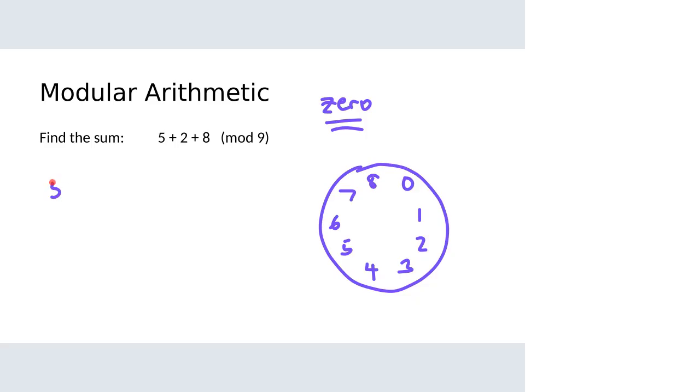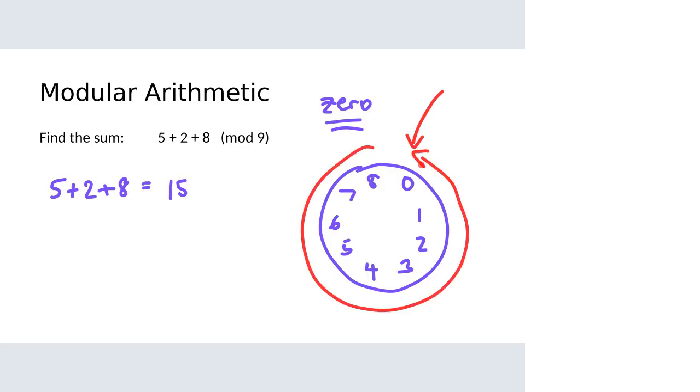If we wanted to add 5 plus 2 plus 8 in the mod 9 system, we could add those up and get 15. Just like with clock arithmetic, the problem is that when I look at my modular system, 15 is not one of the numbers. I need to do one trip around this backwards. It's a mod 9 system, so you'll notice there are 9 digits, and one trip around backwards means subtracting 9. I end up at 6. 6 is in the mod 9 system, and that's going to be our answer.